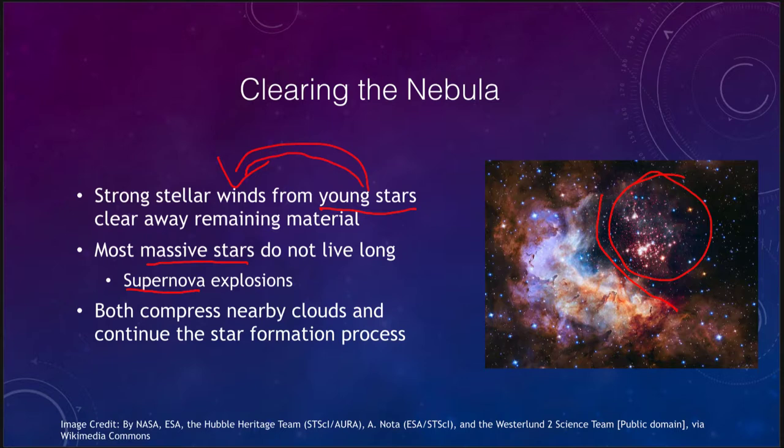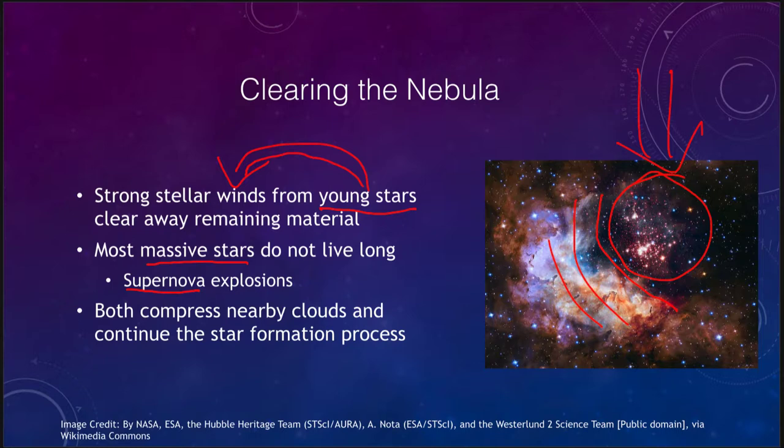So here are the stars that have formed. Here are the stars that are still in the process of forming, and things like shockwaves from supernovae and the compression from the stellar winds will enhance that star formation and continue the process. So that will eventually clear it out, leaving behind just a cluster of stars at the end, and eventually the nebulosity itself will be gone.